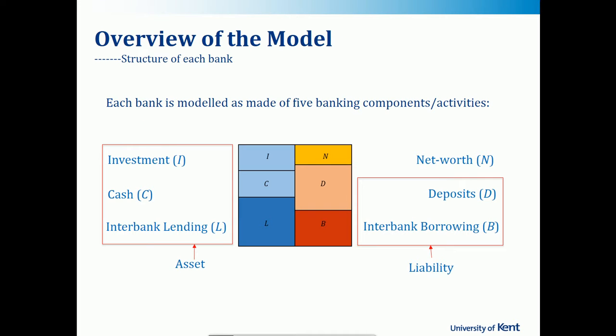The basic structure of each bank is shown in this figure, which contains 5 activities: deposit, interbank borrowing, investment, cash, and interbank lending. The net worth of the bank is the difference between the asset and the liability.